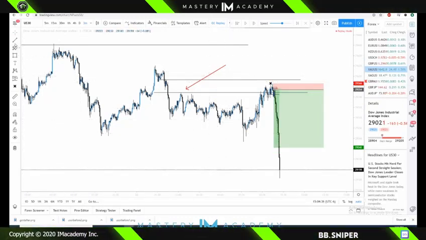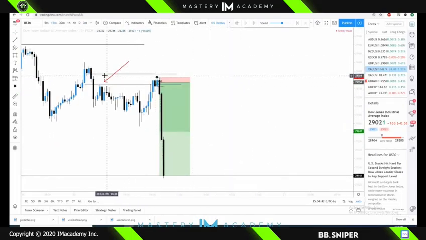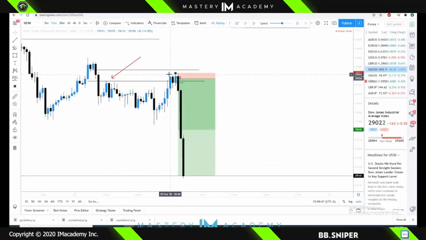Okay, and so this is the super, super powerful way of being able to stay out of trades that don't work, knowing the ones that are going to work, and you're just being patient and waiting.